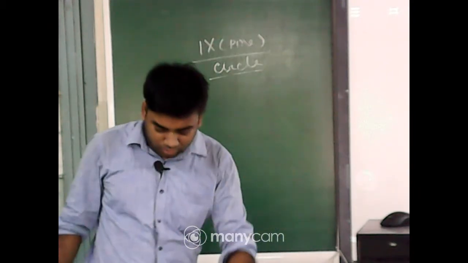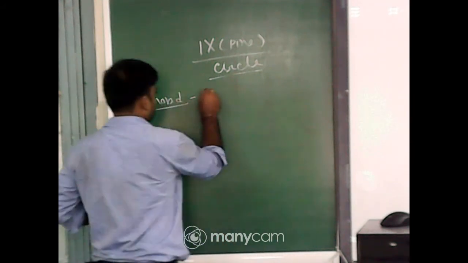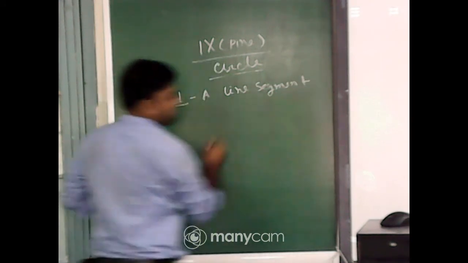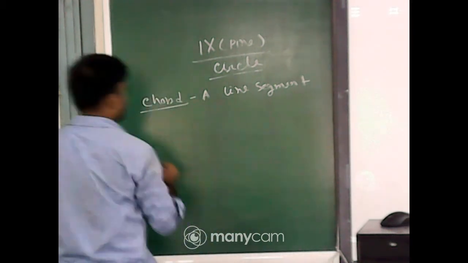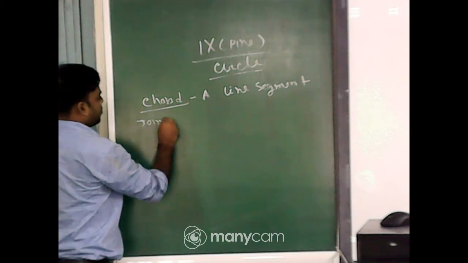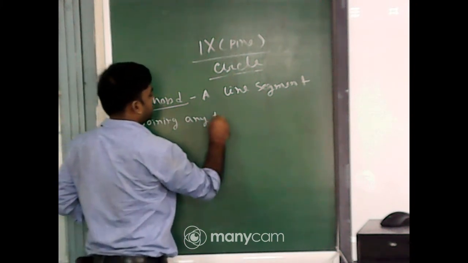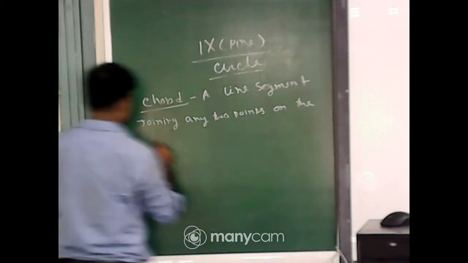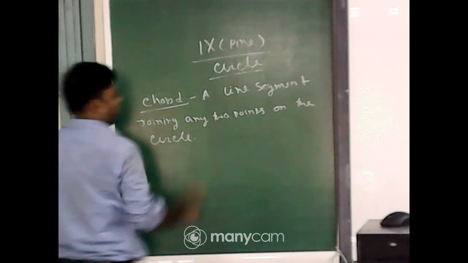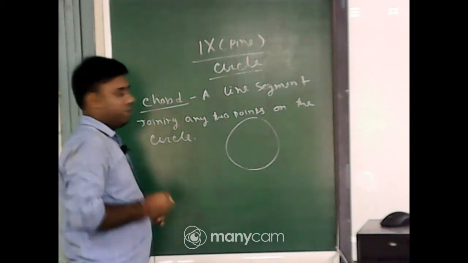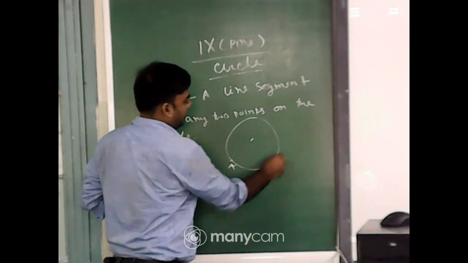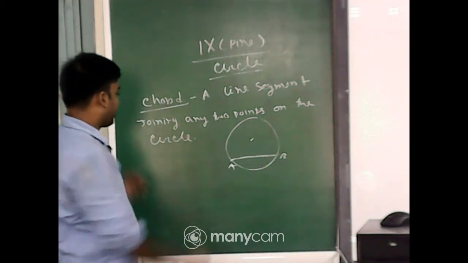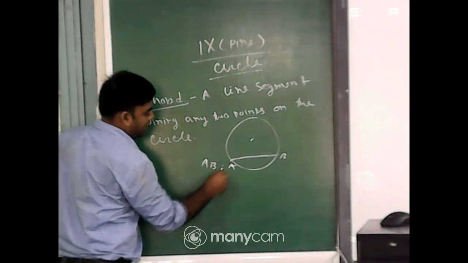So, what is the definition of chord? A line segment joining any two points on the circle. It is a circle whose center is O. A point is here and B point is here, on the circle. Just join the line segment AB. Join two points A and B. So AB is the chord.